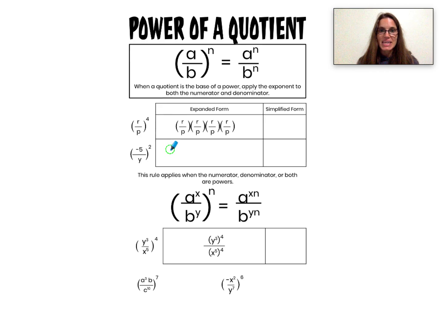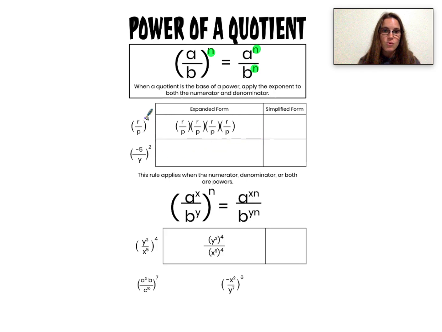Just like the base of a power can be a product, the base of a power can also be a quotient. When the base of a power is a quotient, we apply the exponent to both the numerator as well as the denominator. The really common mistake is to only apply the exponent to the numerator, so let's not do that. The power of a quotient rule tells us we need to apply the exponent to both the numerator as well as the denominator. When we look at examples, we can really clearly understand this rule and why that exponent applies to both the numerator and the denominator.